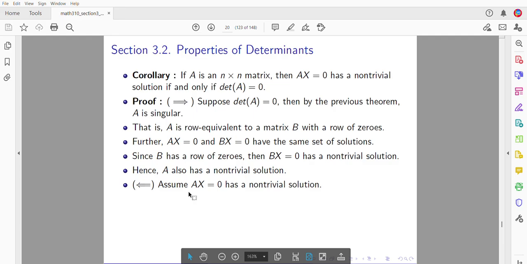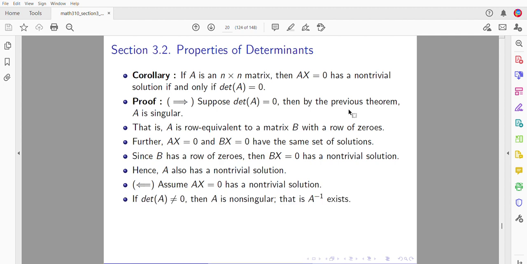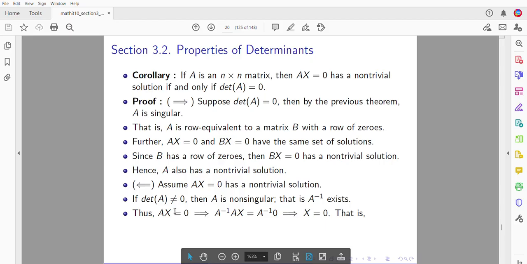In the reverse direction, assume Ax equals 0 has a non-trivial solution. Suppose determinant were non-zero. Determinant non-zero means A is non-singular. Non-singular means A inverse exists. Ax equals 0, A inverse exists. You can solve for x. Multiply both sides on the left by A inverse. A inverse times Ax equals A inverse times 0. A inverse and A give you identity. Identity times x is x.